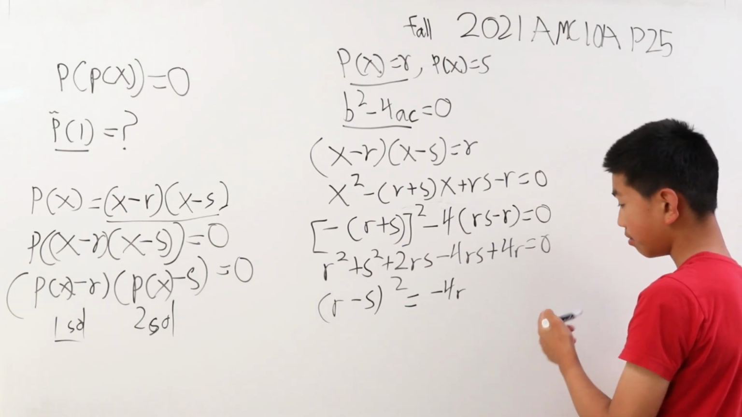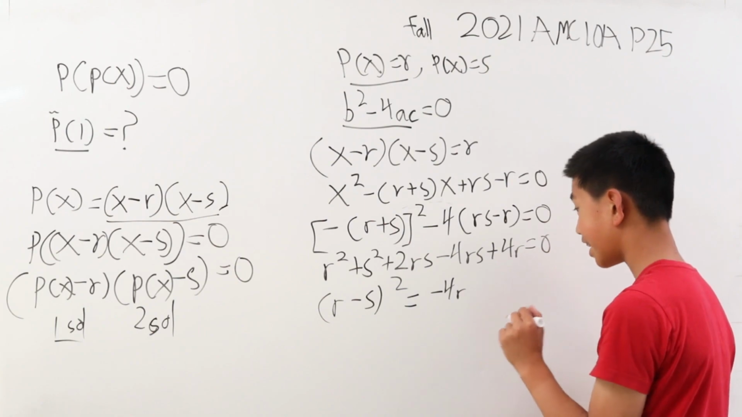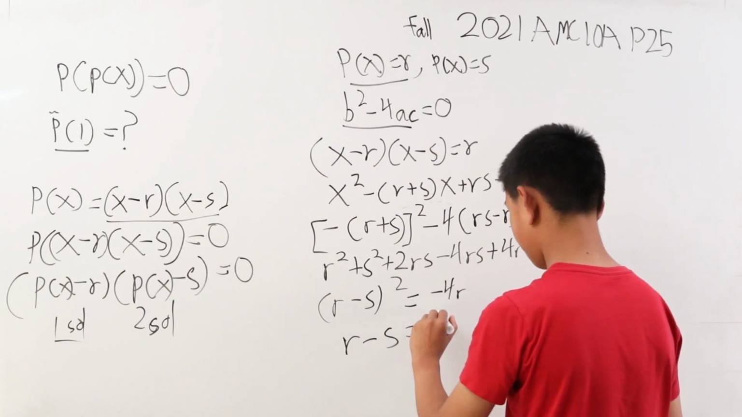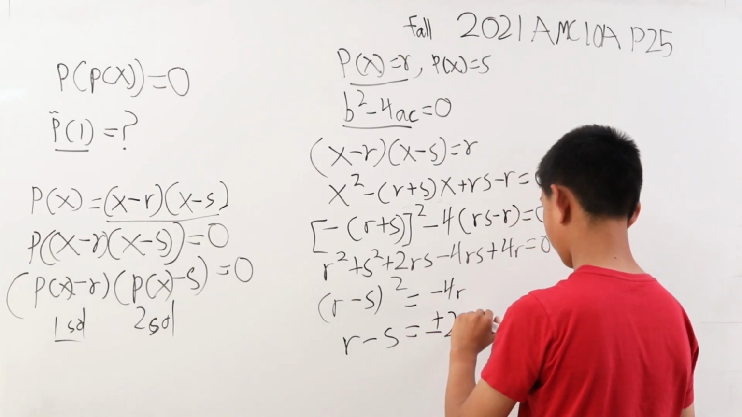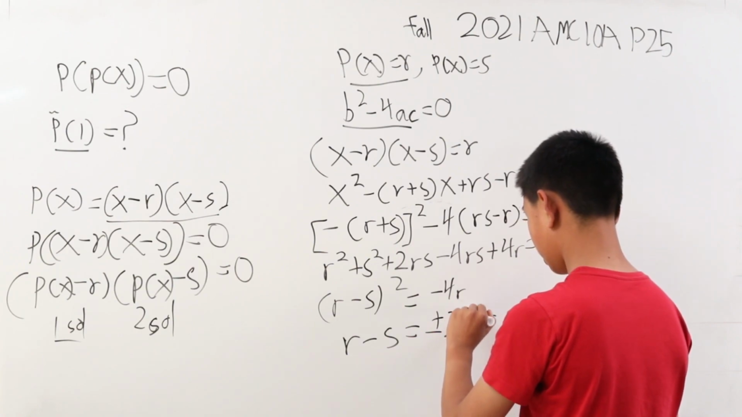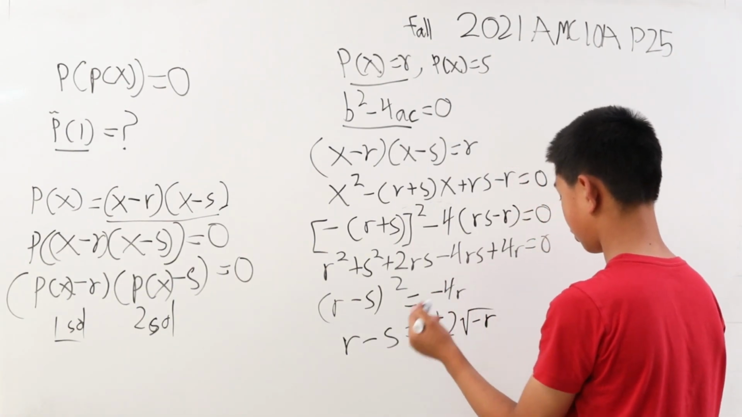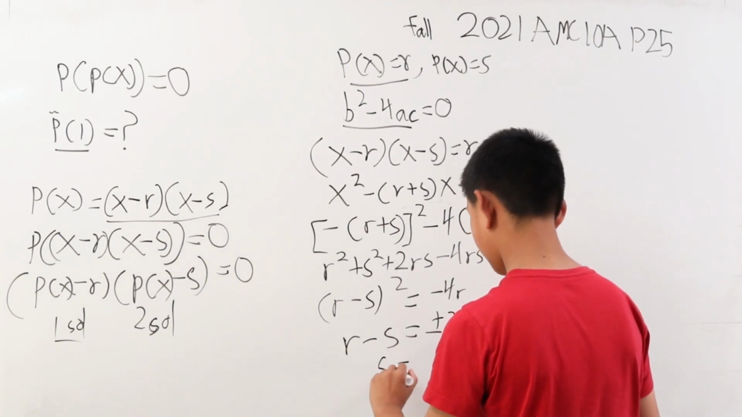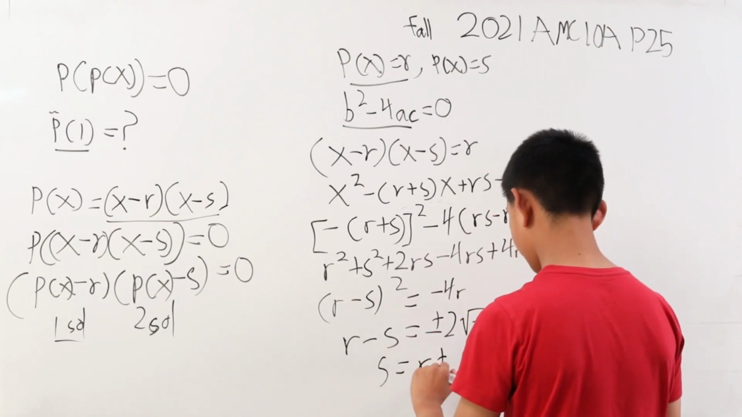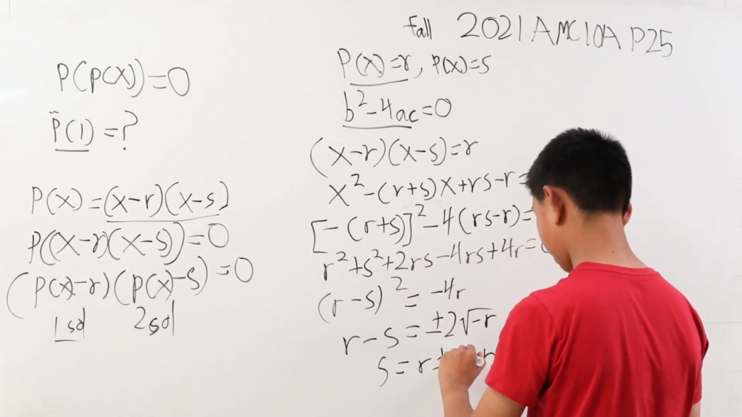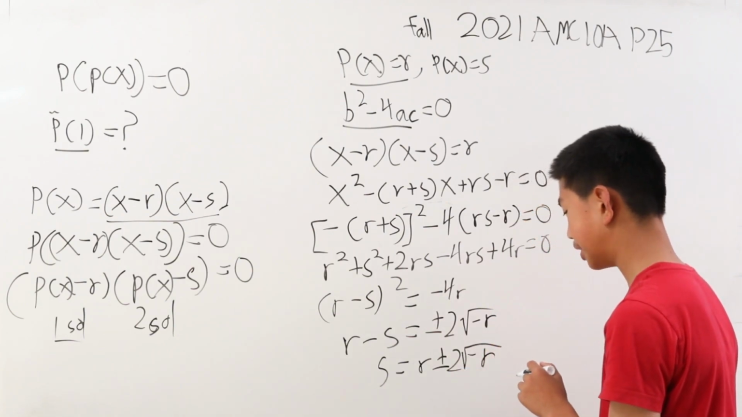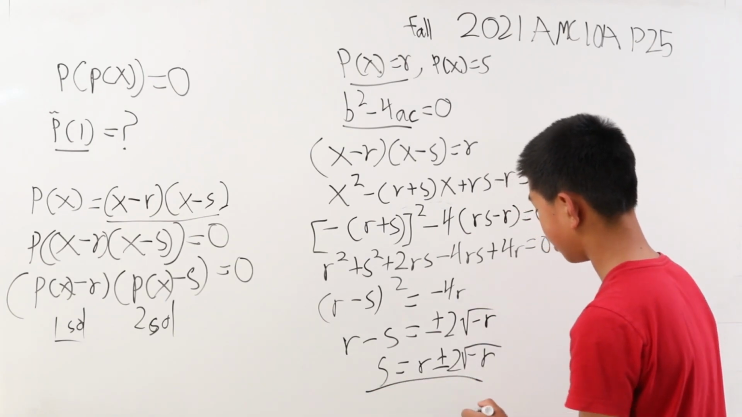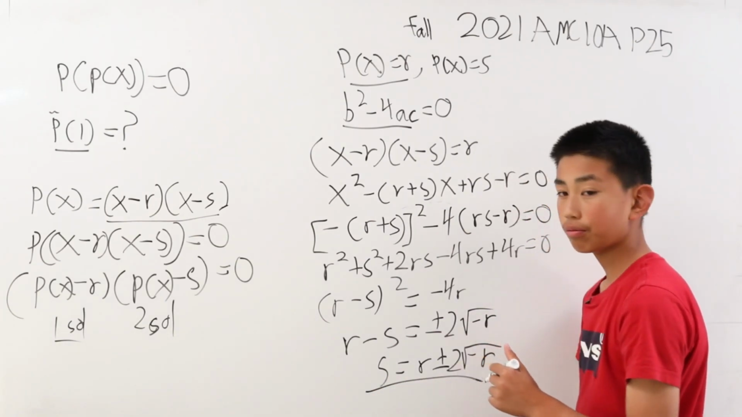Now we move it to the other side. So we have negative 4r. We can take the square root. So r minus s is equal to positive or negative 2 times the square root of negative r. Because this is negative r, it becomes 2 plus or minus. Well, from this, we get that s is equal to r plus or minus 2 times the square root of negative r. Now, this might seem a bit weird, but this is eventually what we get to evaluate s. And we'll need this later on in the video.